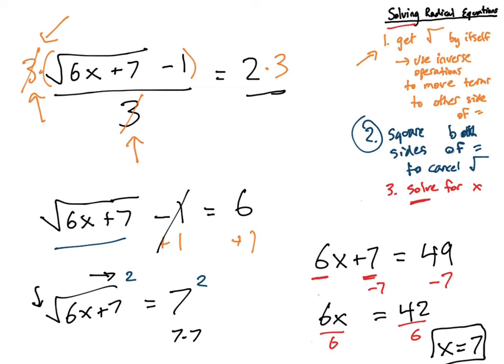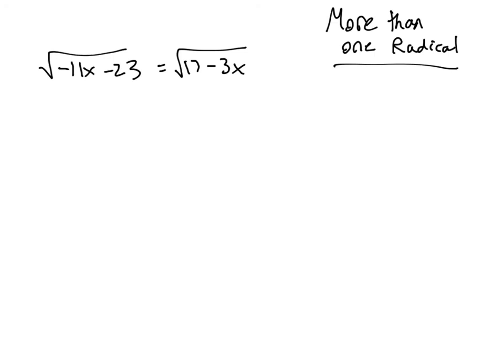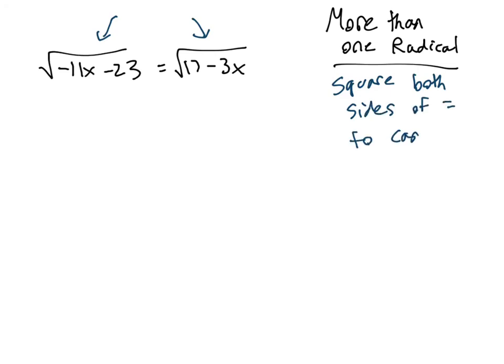So now let's do another example that looks a little different from the previous ones, because now we have radicals on both sides of our equal sign. But that's all right, we can still apply the same technique and square both sides of our equal sign in order to cancel out those radicals. So if we square both sides, that will cause both of the radicals to cancel out, and we're just left with the terms that were underneath. Negative 11x minus 23 equals 17 minus 3x.